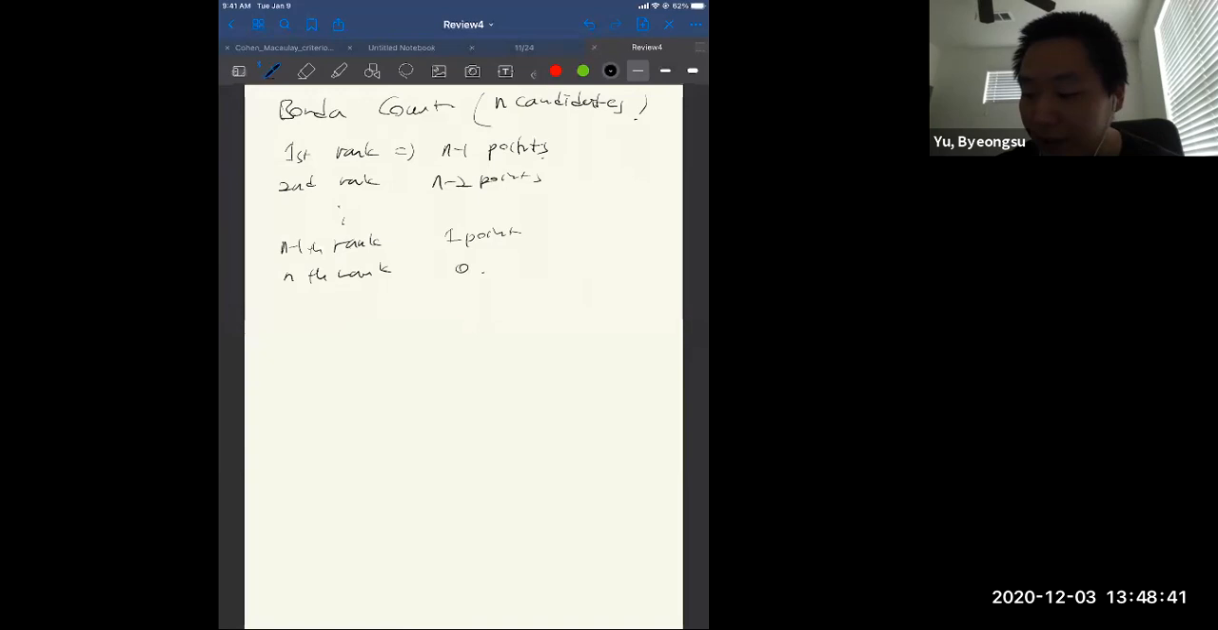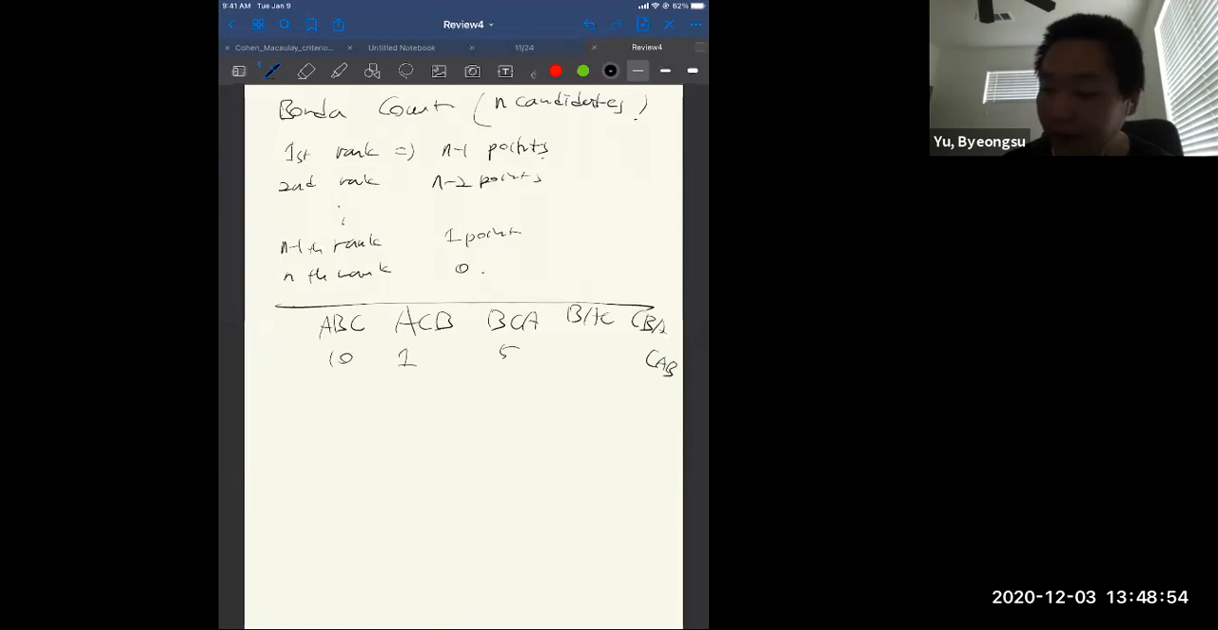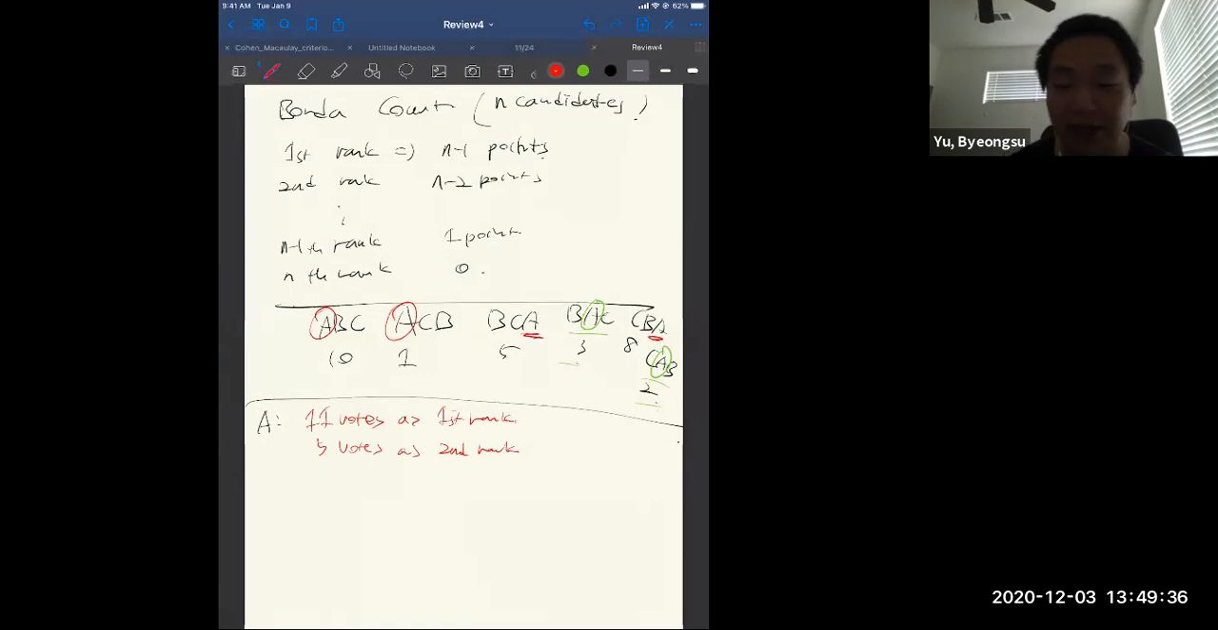Okay, let's deal with this example: CBA, CAB, with 10, 1, 5, 3, 8, 2 votes. In this case, for A, the first two preference lists think that A is in the first rank. So A got 11 votes as first rank. There are two preference cases that think that A is in the second rank, so 5 votes, 3 plus 2 is 5, as second rank. And the remaining two cases think that A is in last place, so 13 votes as third rank.